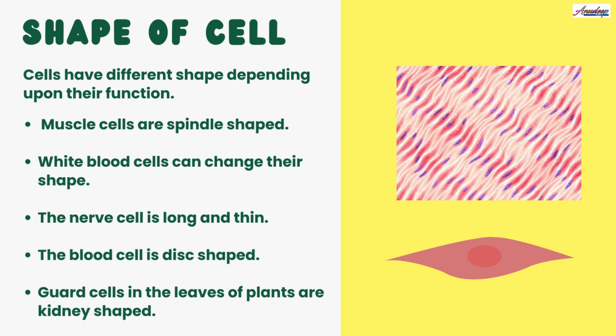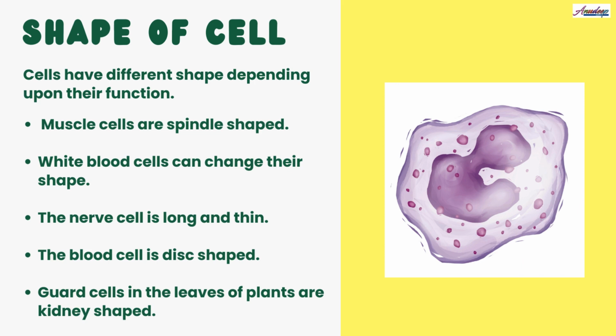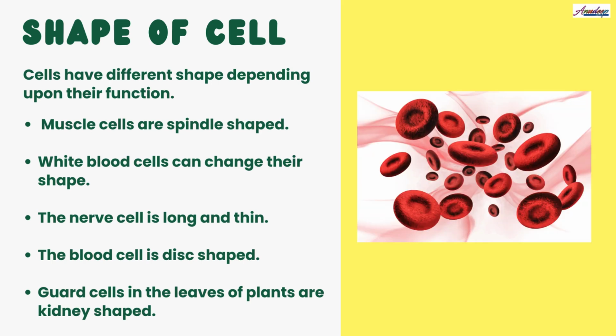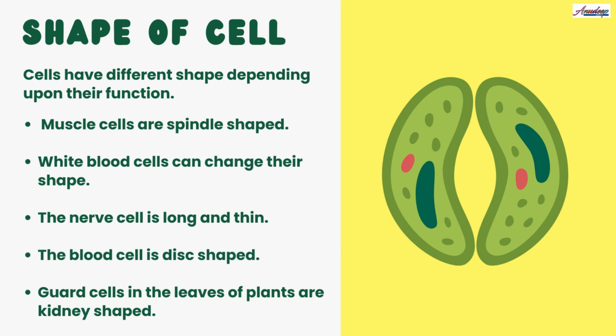Second, white blood cells can change their shape. These can change their shape so that they can protect the body by easily moving to the place where harmful organisms are present and easily engulf them. Third, the nerve cells are long and thin that allows it to quickly pass on electrical impulses throughout the body. Fourth, the red blood cells are disc shape that allows it to float easily through the bloodstream. Fifth, guard cells in leaves of plants are kidney shaped. So these are some different shapes of the cells.